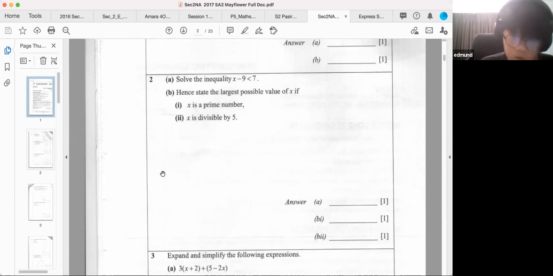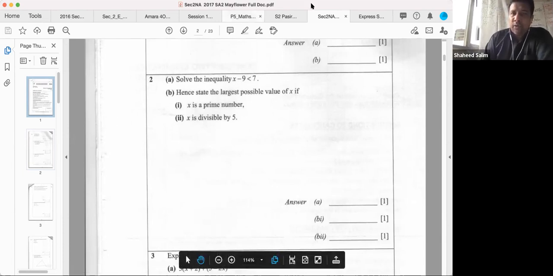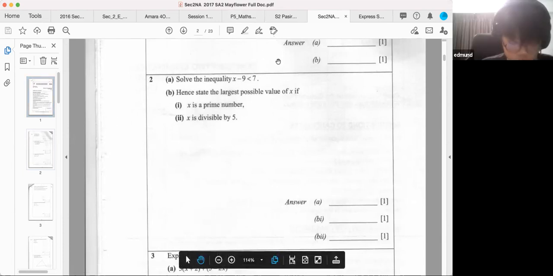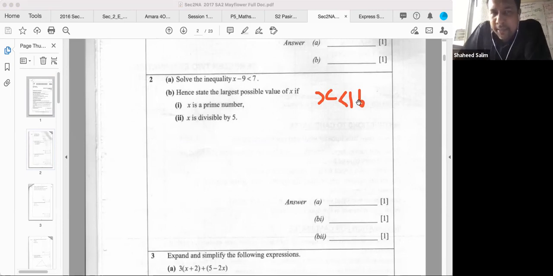X equals to X. In X, what, 16 smaller than or? So you must have your X is smaller than 16. Okay, good. All right, X like that, smaller than 16. Okay, well done. Okay, can you state the largest possible value for X when X is a prime number?